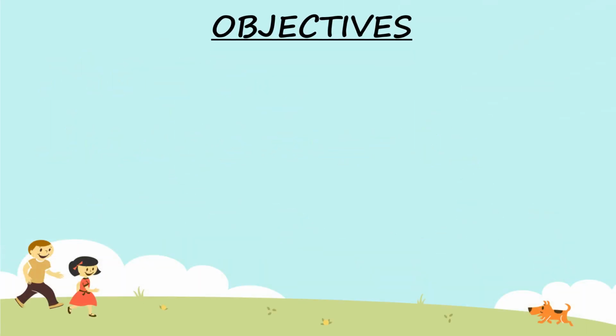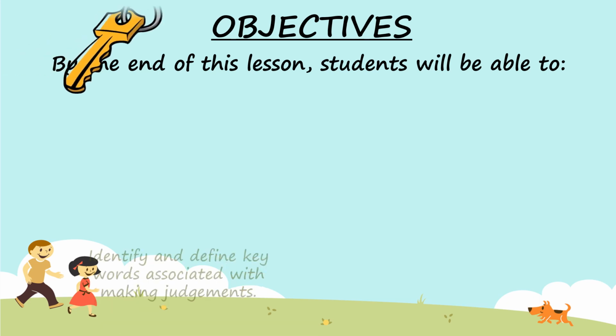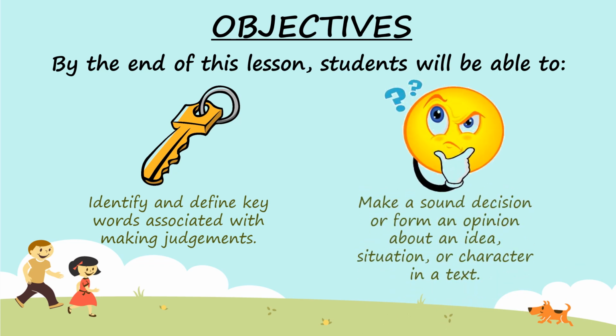Take a look at the objectives for today. By the end of this lesson, you will be able to: 1. Identify and define keywords associated with making judgments. And 2. Make a sound decision or form an opinion about an idea, situation, or character in a text.